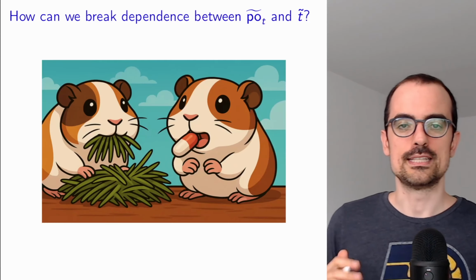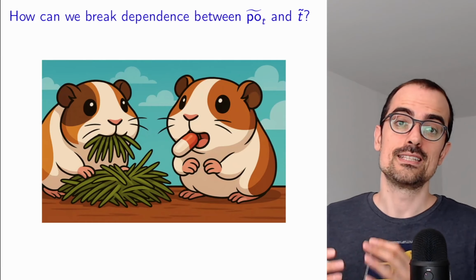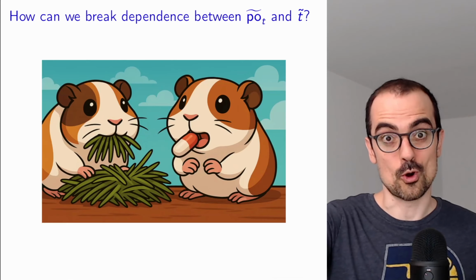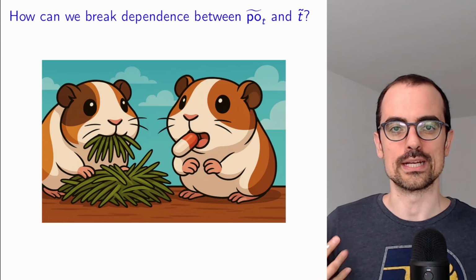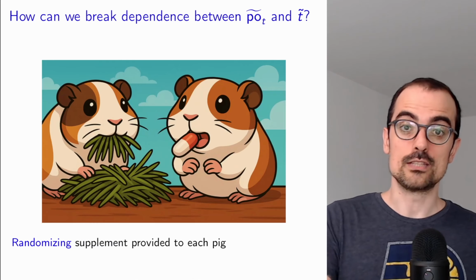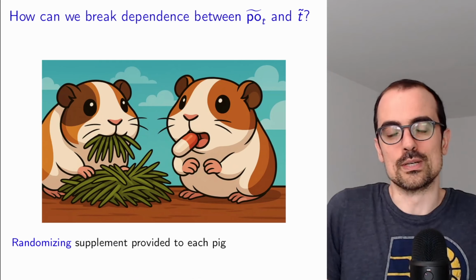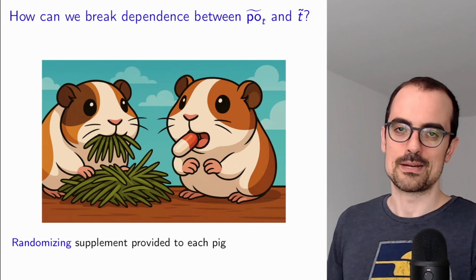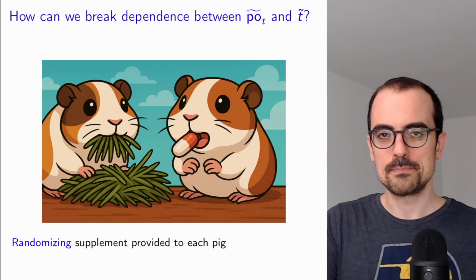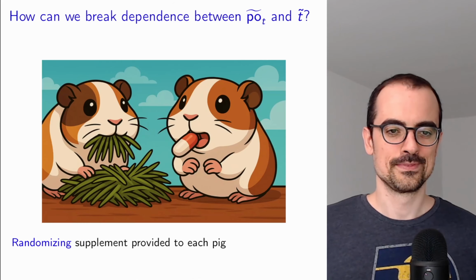So how can we break the dependence between these potential outcomes and the treatment? We have to avoid giving systematically more supplement to guinea pigs that are systematically going to gain more weight or systematically less weight. Well, we can achieve this by randomizing the supplement provided to each pig. This, of course, would be extremely annoying to do, but you could do it, right? You could have a random number generator, and according to that, you would give different quantities of supplement to each pig, and then you would have to make sure that they actually eat it.